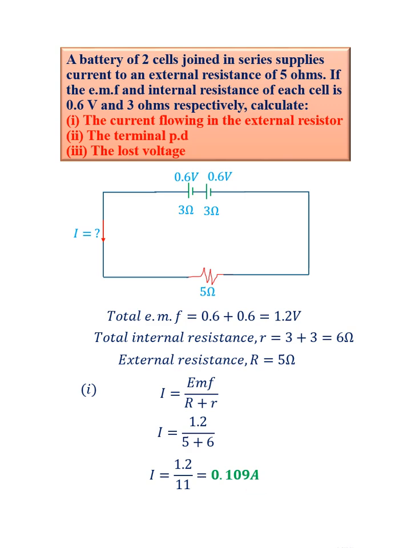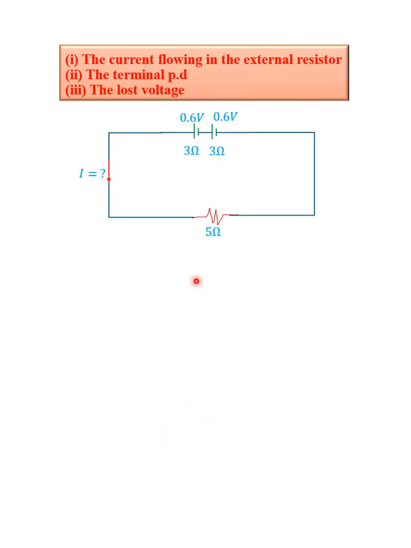Now let's look at the second one, the terminal potential difference. Number 2, the terminal potential difference. The terminal potential difference is the voltage that is applied just across the external circuit, which is the 5 ohm resistor. It is the voltage which the battery offers at the terminal of the circuit to flow through the external part of the circuit after whatever voltage that is lost in it is removed. So we are just looking for the voltage across the external circuit, which is the 5 ohm resistor.